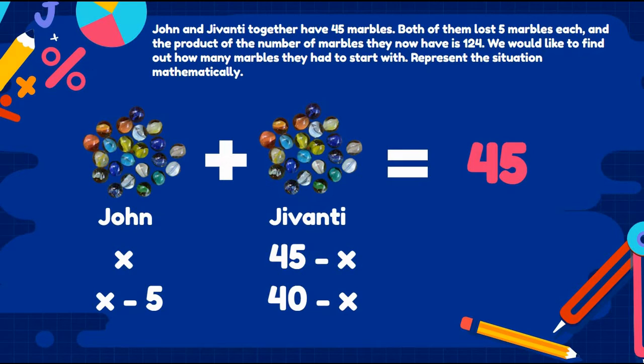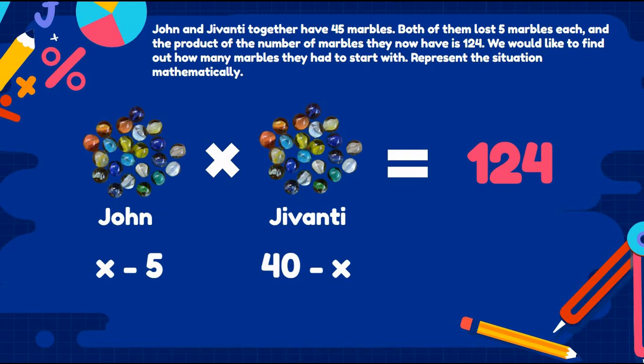Then if you look at the next line in the question, we have been given the product of these marbles, the number of marbles present with John and Jivanti. They gave us that the product of the number of marbles they now have is 124. So what would it become?